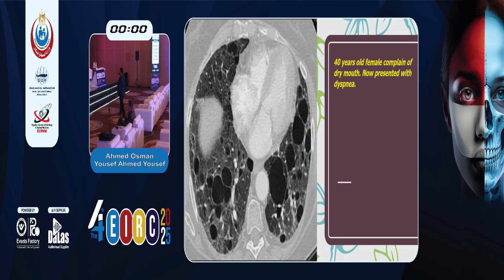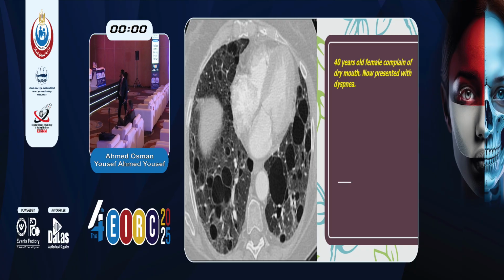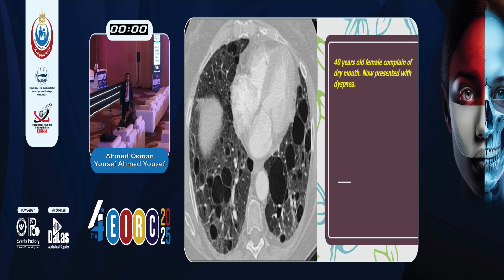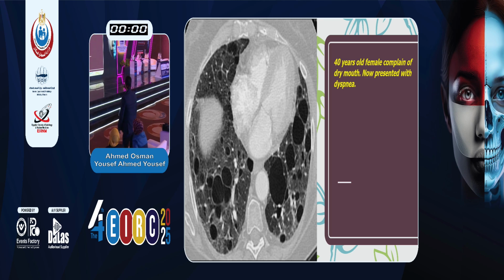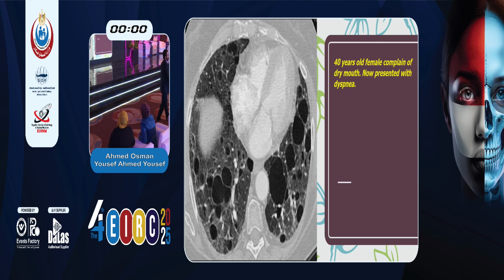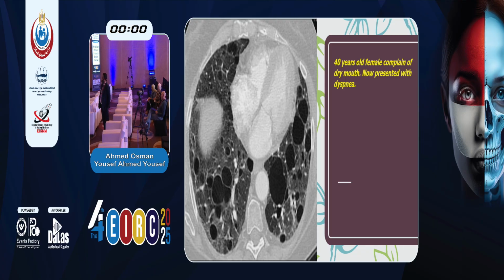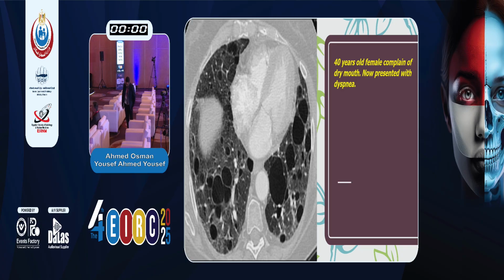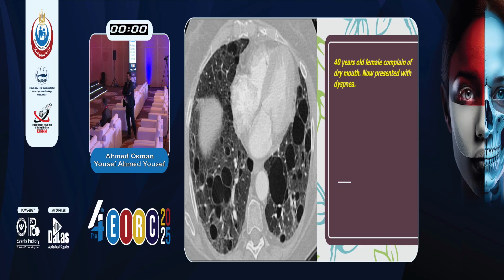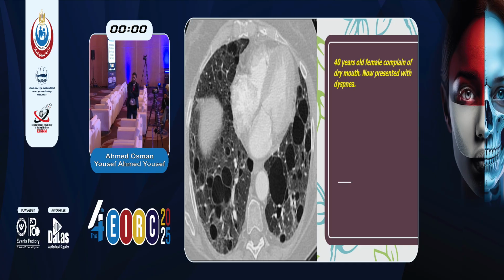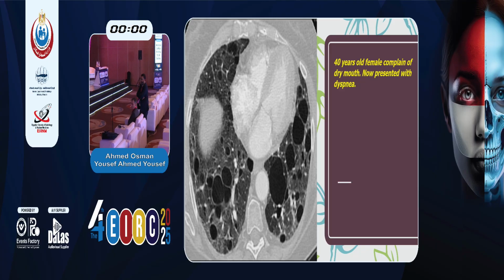Okay, another case, rapidly. A 14-year-old female complaining of dry mouth and now complaining of dyspnea. Case of lymphangioleiomyomatosis. Why? Because there are cysts of variable size, in a female. The cysts are more or less uniform in size and scattered, with bibasilar predilection for the lung bases. And the lung in between the cysts? Yes, appears clear.